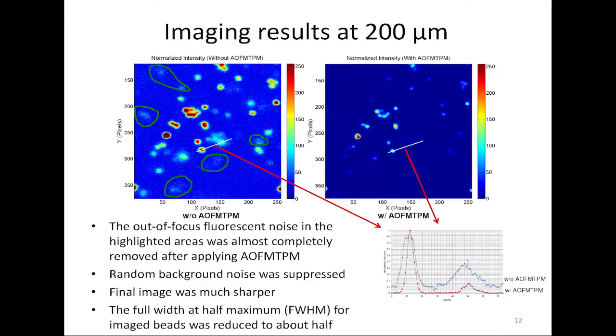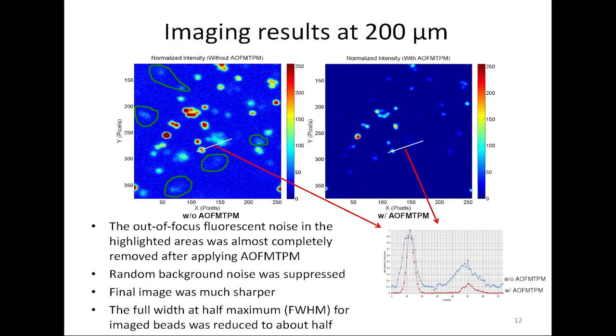Here we can see the results using my method and without my method. So on the left is without my method, and on the right is with my method. The out-of-focus fluorescent noise in the highlighted areas was almost completely removed after applying my method, AOFM-TPM, and the random background noise was suppressed, as you can tell by the general background color of each image, where on the left it's a much brighter blue, and on the right it's a much darker blue. The final image was much sharper.